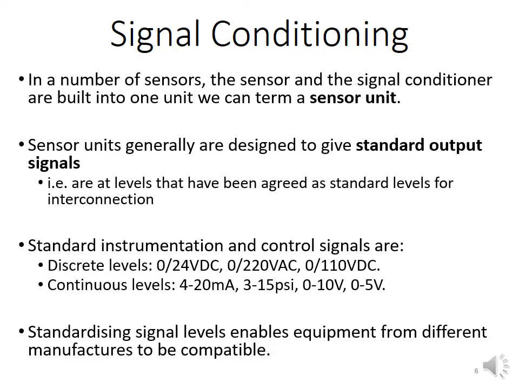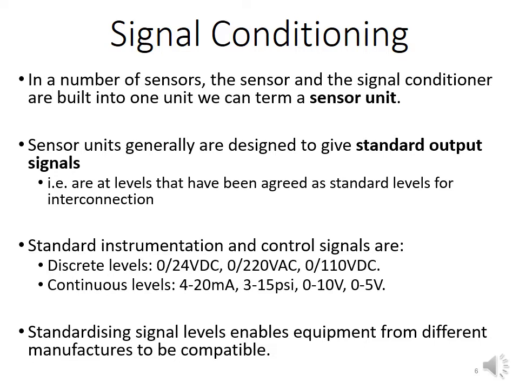In instrumentation and control, the standard signal levels are, for discrete signals, and when we say discrete signals, we mean those signals that can be either true or false, that is a 0 or a 1. So the levels that we use could be 0 or 24 volts DC, meaning that a 0 is represented by 0 volts and a 1 is represented by 24 volts. We can also have 0 and 220 volts AC. We can also have 0 and 110 volts DC.